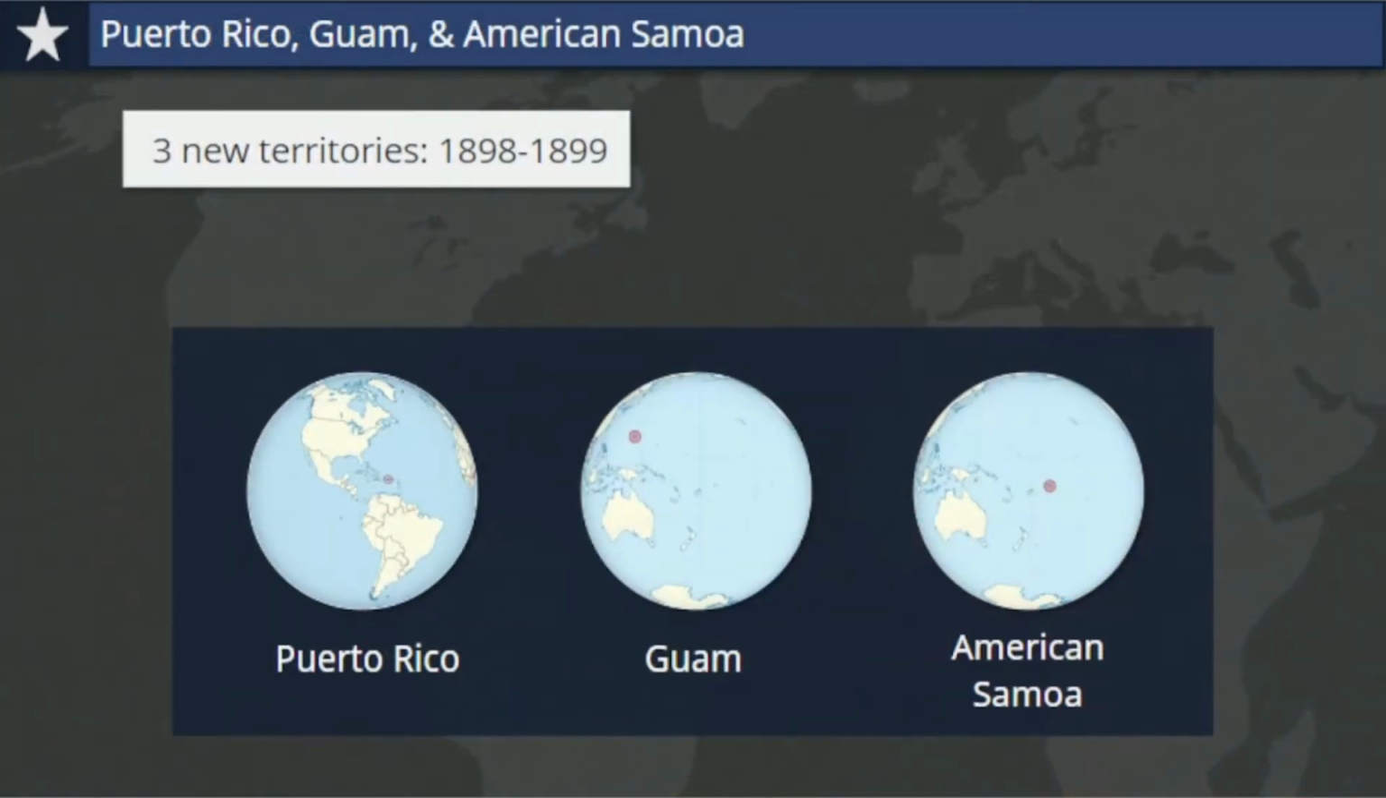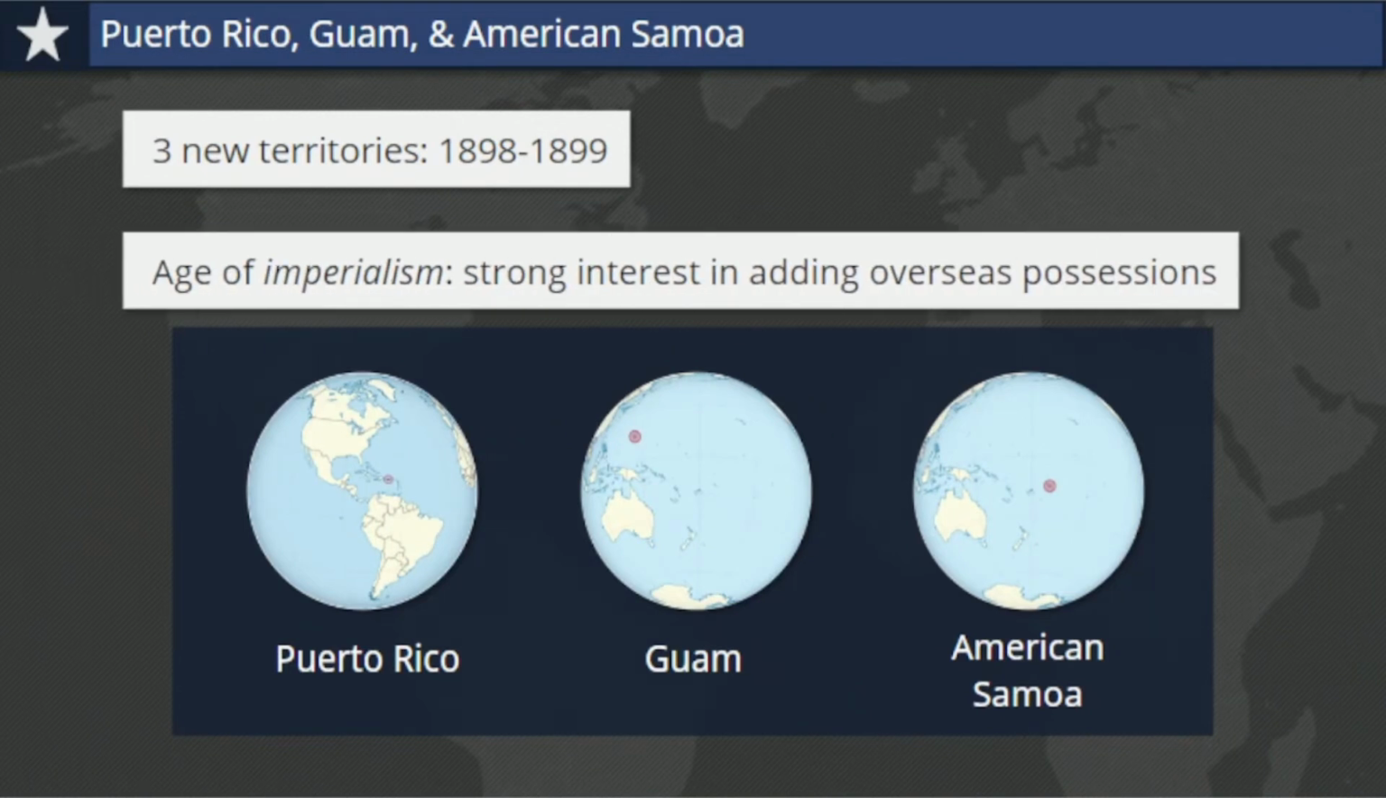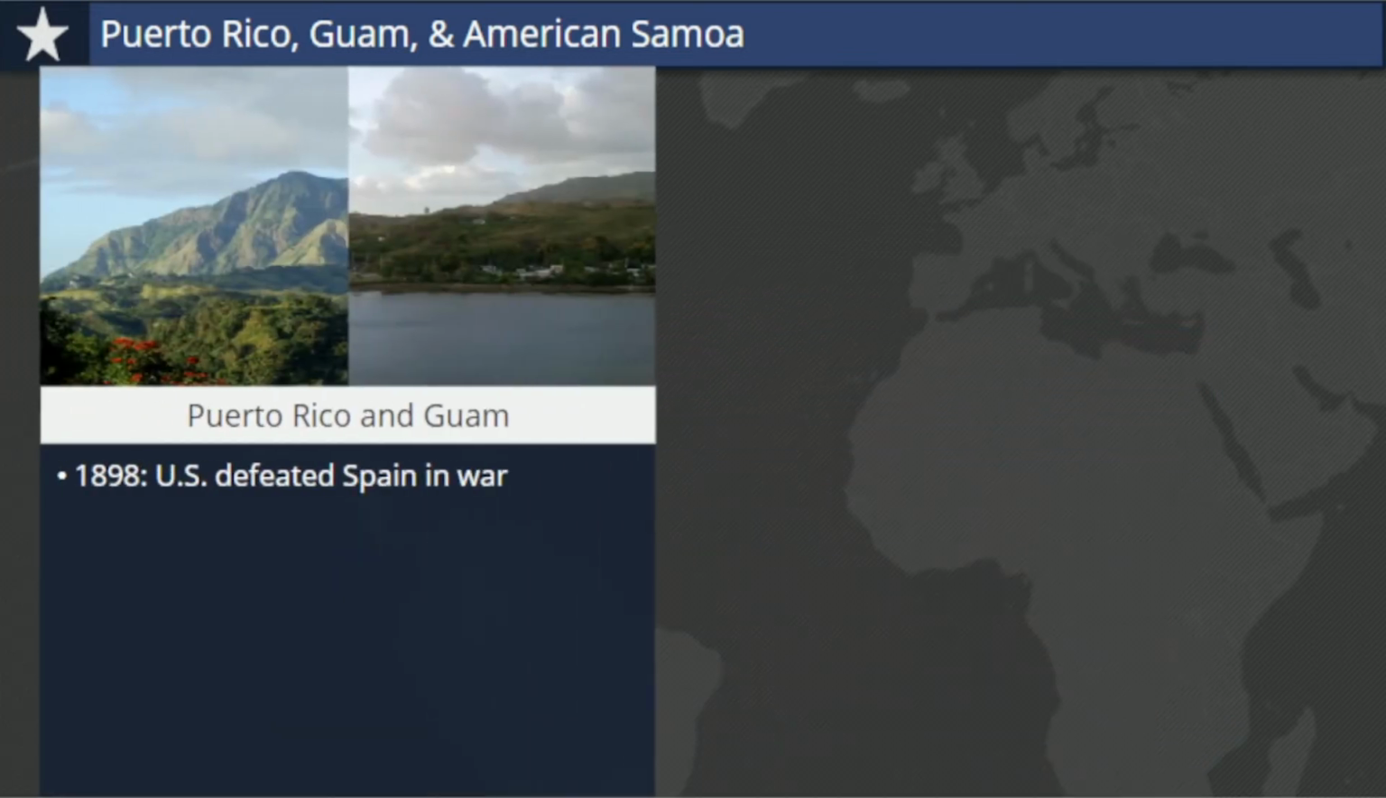3 other territories became part of the United States in the last 2 years of the 19th century. This is sometimes called the Age of American Imperialism, when the U.S. developed a strong interest in adding overseas possessions to its own empire. In 1898, the U.S. defeated Spain in a short war and gained almost all of Spain's empire as a result. Another tutorial covers this Spanish-American War and American imperialism in depth.